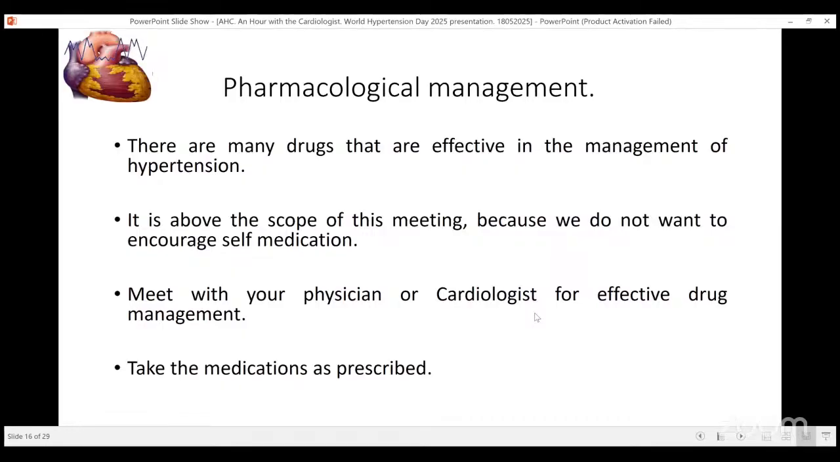Meet with your physician or cardiologist for effective drug management. That is extremely important. Once you are placed on a drug, please take the medications as prescribed. If you have issues with your medications, get back to your doctor, your caregiver, your cardiologist. You must develop an active relationship with your doctor. Doctor, since I started taking this drug, I'm having this. Could the drug be a cause for this?